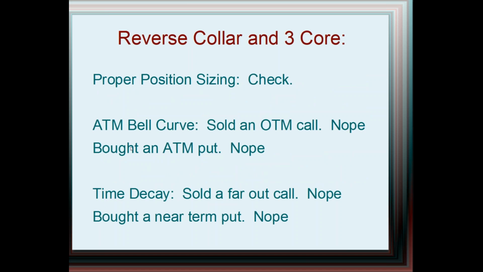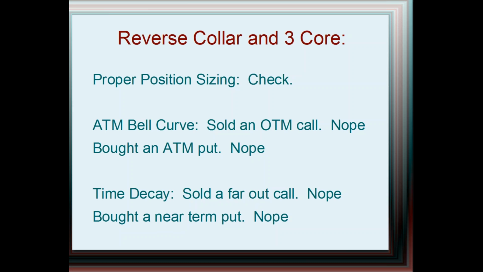Okay, so just thinking about those three core principles. Are you forced into a proper position sizing? Yes, we had to buy the stock. We had to put in the capital to do that. We lowered our cost basis by the call, and we have a very controlled risk. I like that about this strategy. So we've got proper position sizing and very good limiting risk. As far as the option principles of the ATM bell curve, did we solve those? No. We went opposite, didn't we?